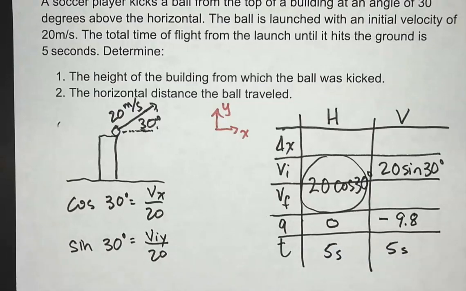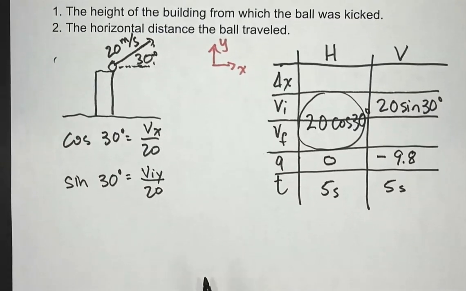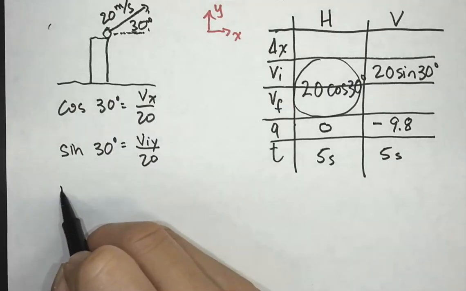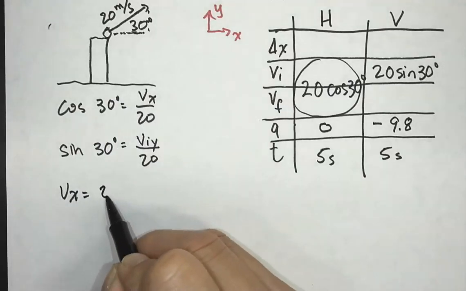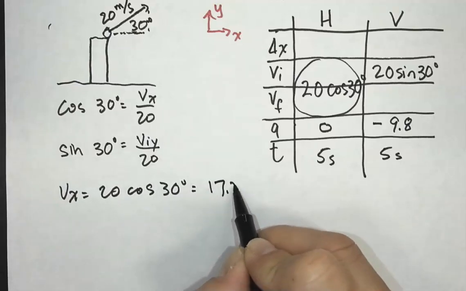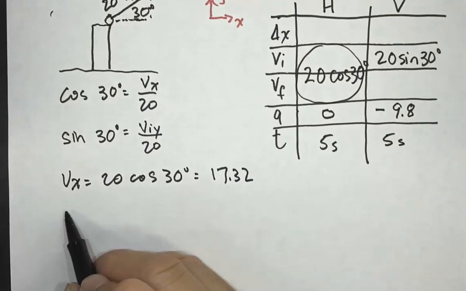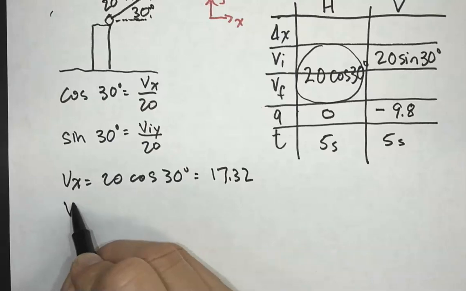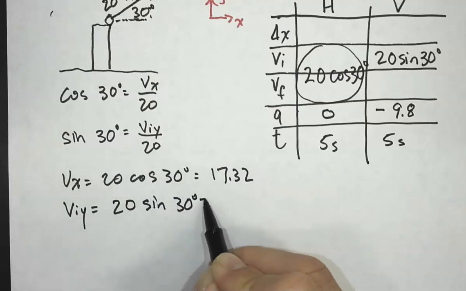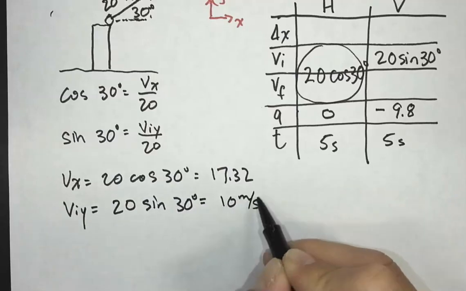All right. So now I want to first find the horizontal and vertical component of the velocity. I know it didn't ask for that, but I'm just going to do that because I might use some of those numbers, and it's kind of good practice. So I'm going to take Vx is equal to 20 cosine 30 degrees, and that is equal to 17.2. Make sure you are in degree mode on your calculator, and then Viy is going to be 20 sine 30 degrees, which is 10 meters per second.